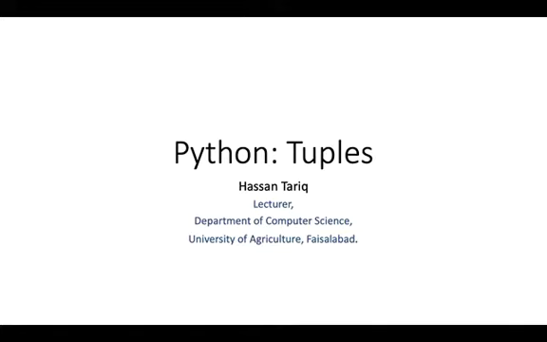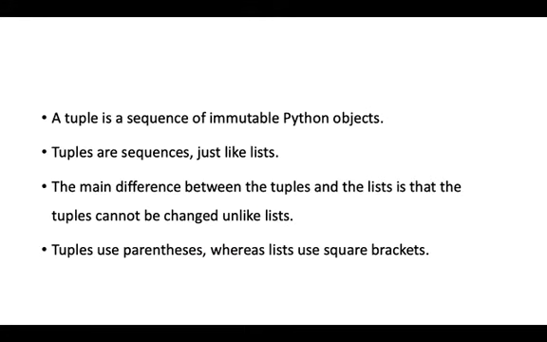So we will move towards tuples. What are tuples actually? A tuple is a sequence of immutable Python objects. These are just like sequences, just like lists. The main difference between tuples and lists is that tuples cannot be changed, unlike a list. Lists can be changed, but tuples cannot be changed. This is the main difference between the two. Otherwise, the nature of both of these data structures is the same.